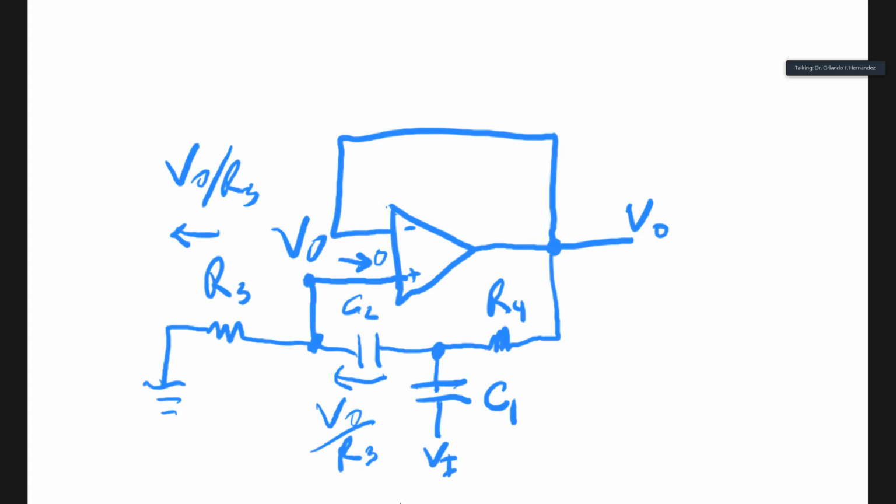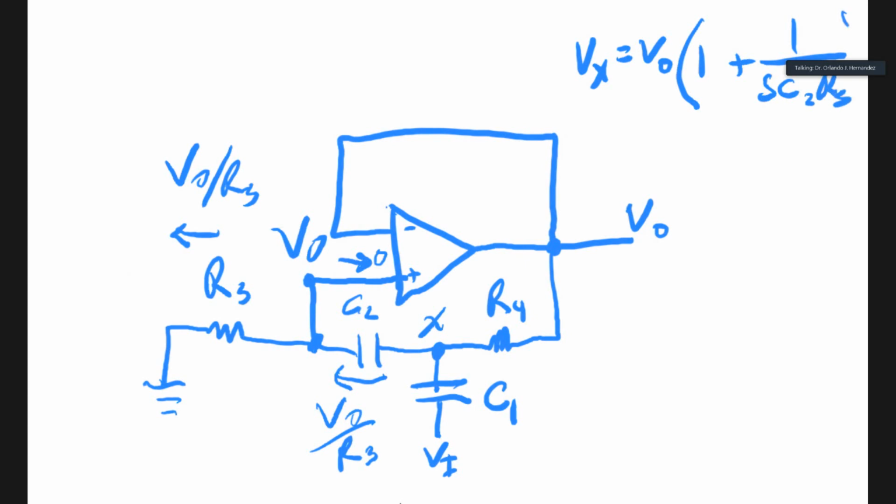And I can figure then what Vx is. I'm going to call that point Vx again. And that voltage is a voltage divider from VO. So that is going to give me a voltage Vx. I'm going to write it here, which is going to be VO times 1 plus 1 over S C2 R3.